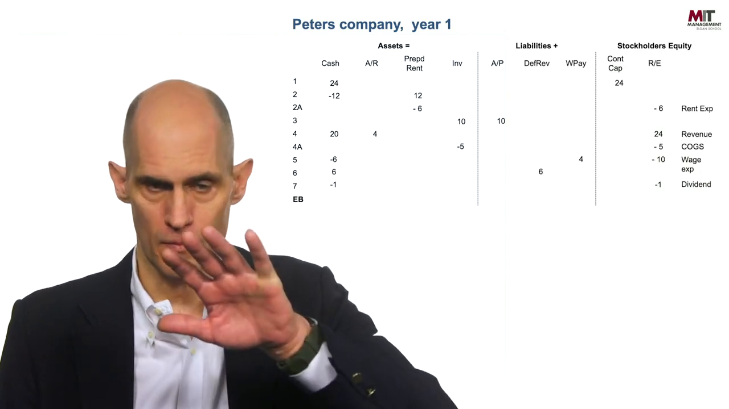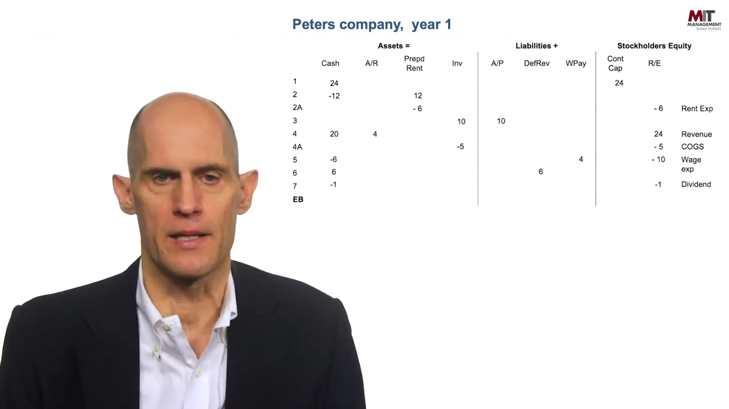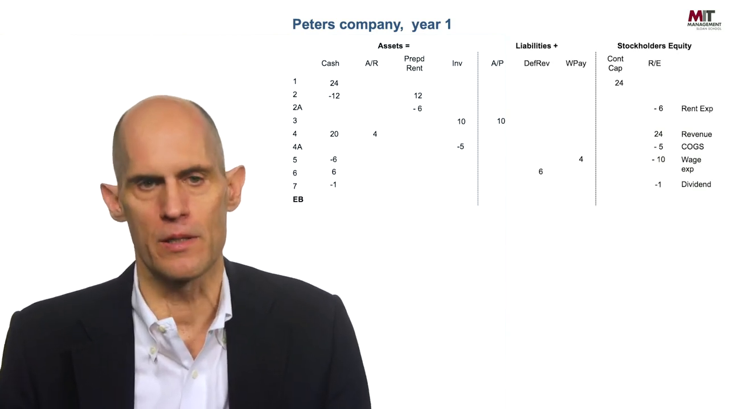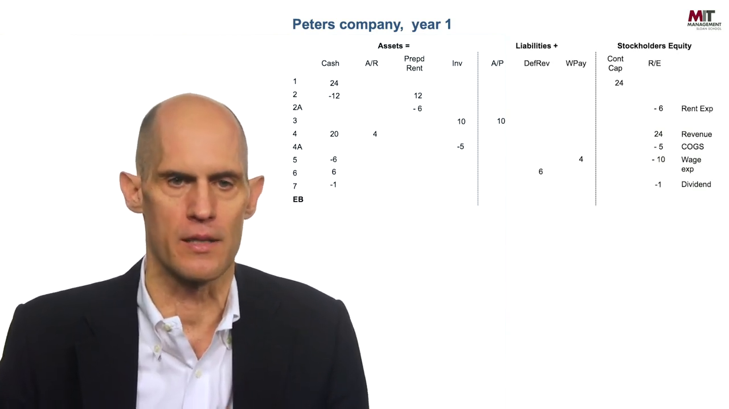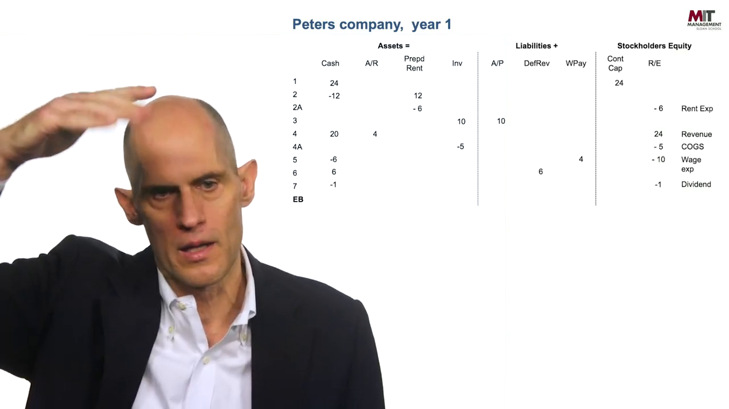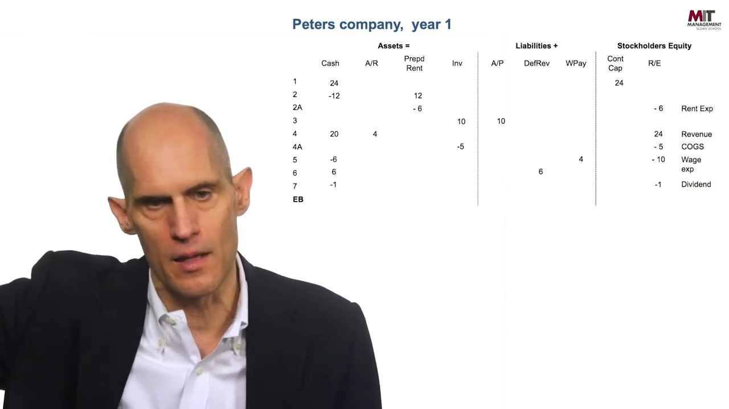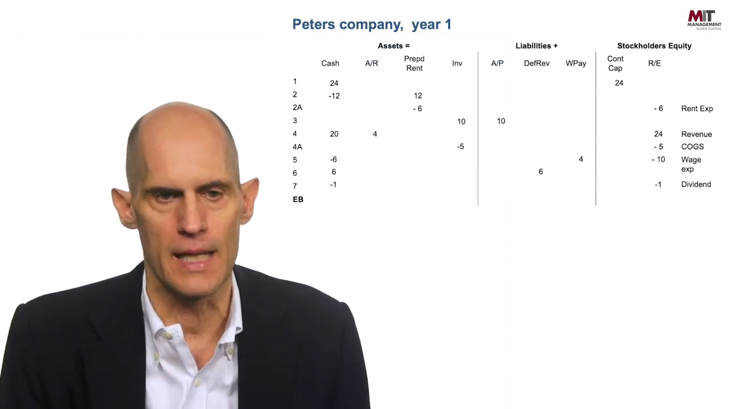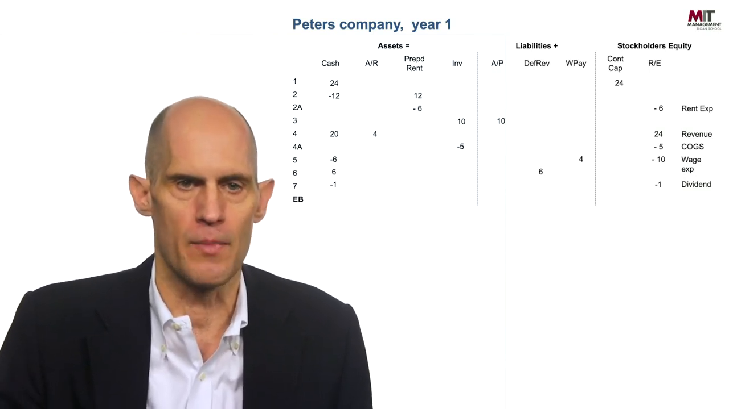So this obviously, again, has been done in PowerPoint. The better way to do these transactions is on an Excel spreadsheet. So you can imagine what we're going to do now is add all these columns down. And you see that line there called EB, which is ending balance.